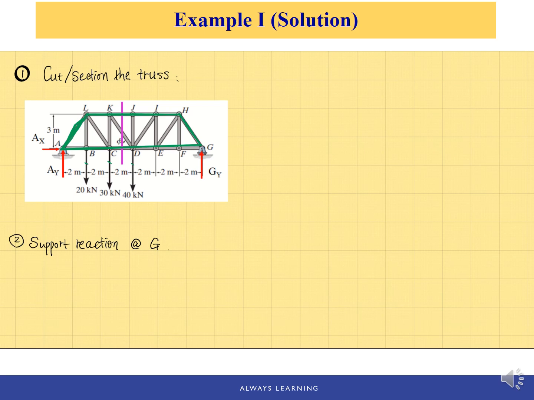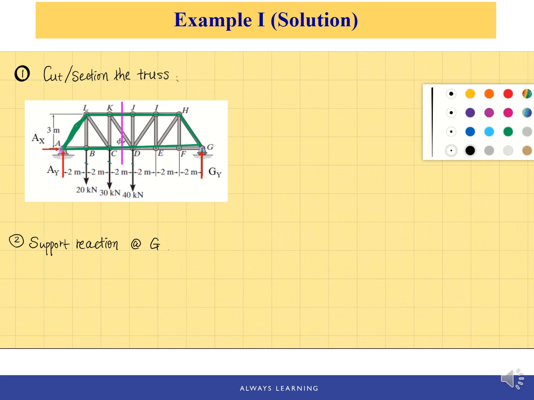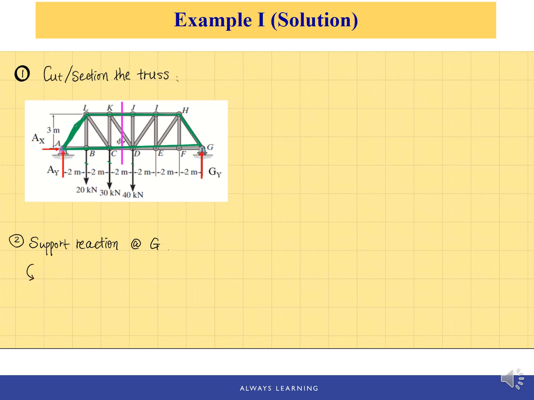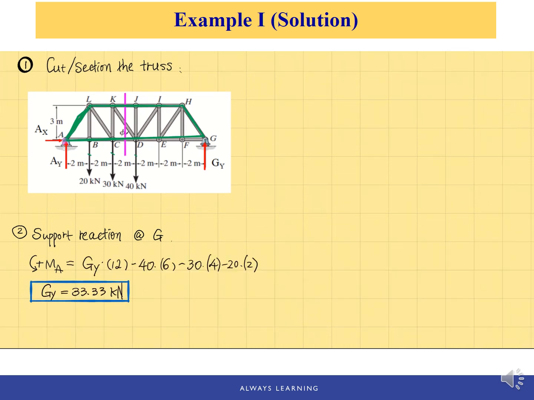So to find the support reaction at G, GY, the easiest equation we're going to use will be the moment about A. Since at point A there are 2 unknown forces, if we use the moment about A, then those 2 forces will not be in the equation at all. So moment positive is counterclockwise as positive moment about point A. Using that equation, we can solve GY, which will be 33.33 kilonewton.